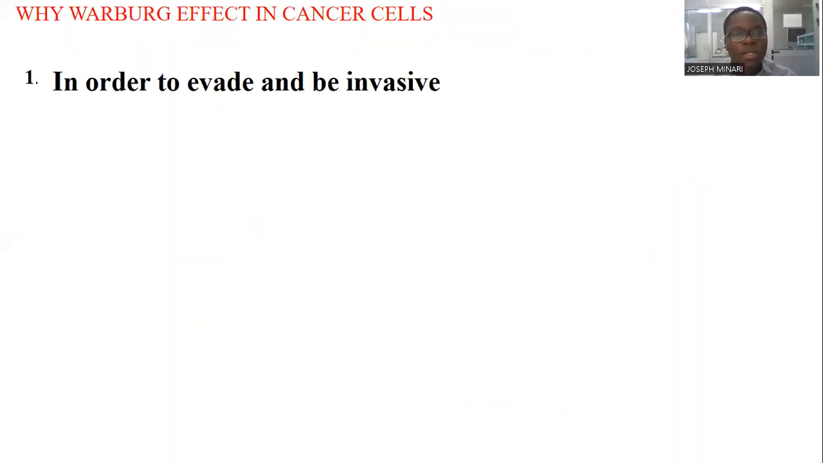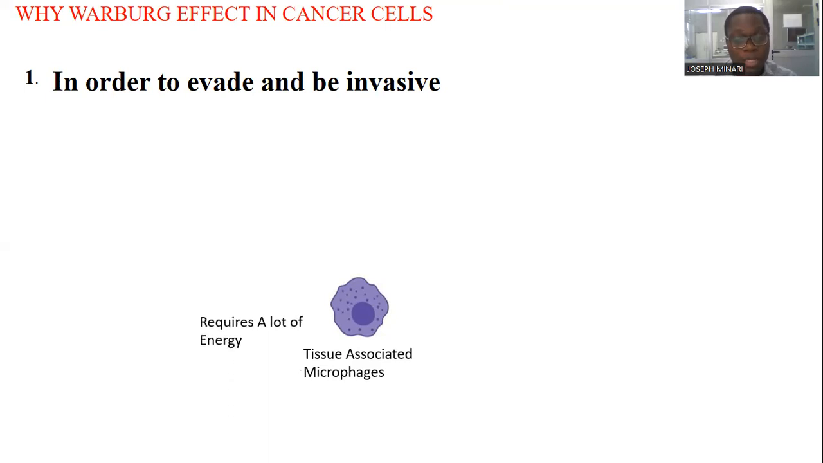So what are the possible reasons for this? Number one, it has been suggested that the cancer cells do that in order to evade and to be evasive. And how do they do this? We have what we call the tissue-associated macrophages. This actually requires a lot of energy. And what it does is that it helps to arrest the cancer cell. That should be in normal function.